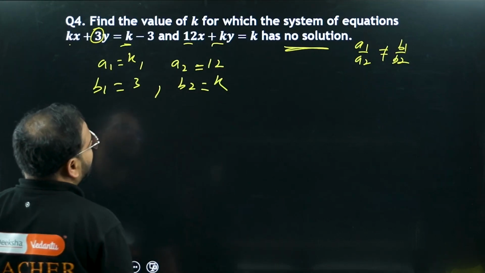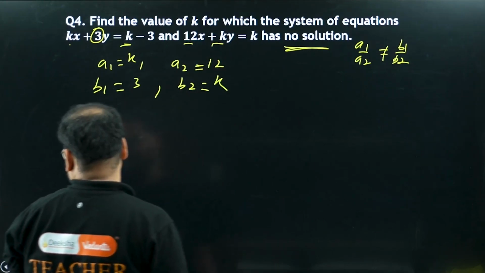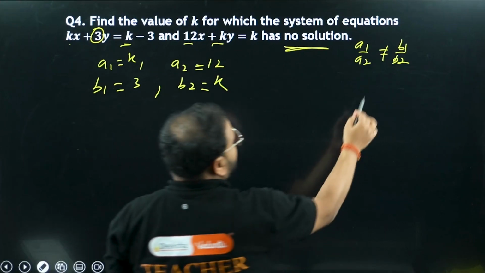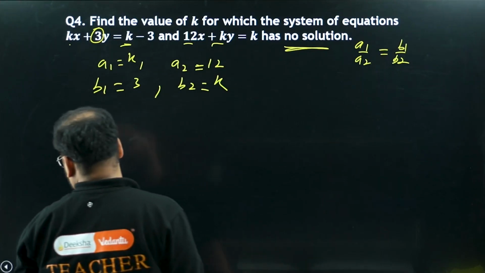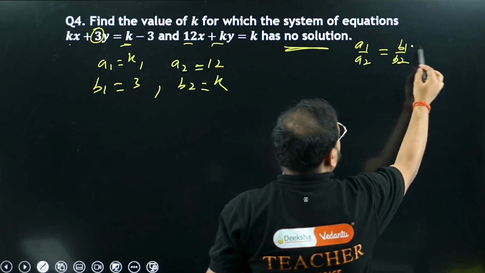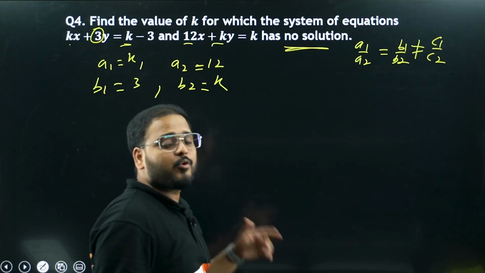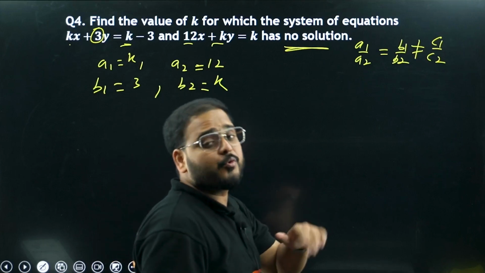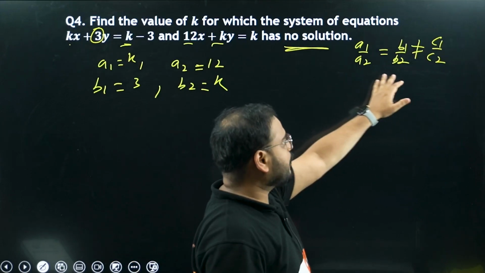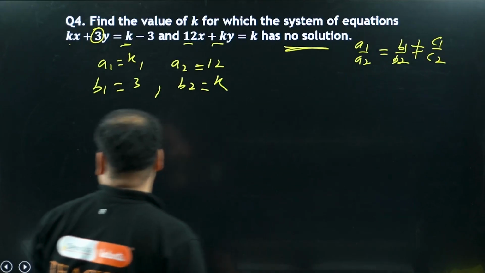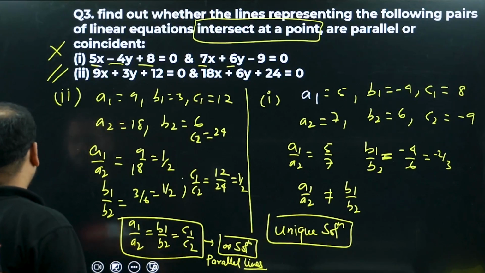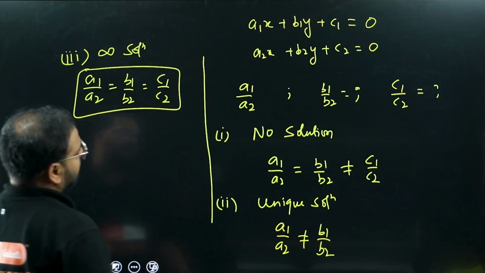Has no solution. Forgive me, they said no solution. I did not write the condition properly. So equal to and then not equal to c1 by c2. The one that I wrote earlier, forgive me, was for unique solution. For no solution, we have equal to over here, then not equal to with the c1 by c2. Yeah, no solution, this one.